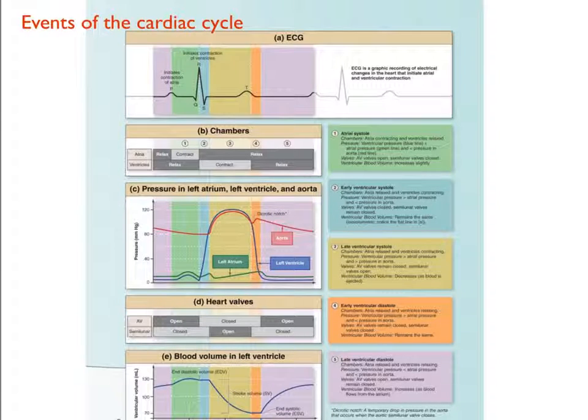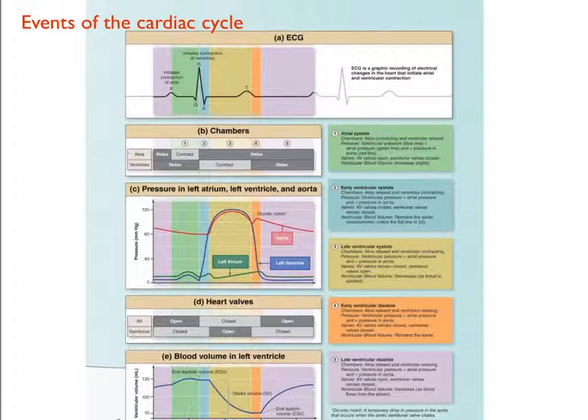Semilunar valves at this point are closed. If you remember, semilunar valves are the valves that are at the entrance of the pulmonary trunk and the aorta. So we have a pulmonary semilunar valve at the beginning of the pulmonary trunk as that is coming out of the right ventricle. And then we have the aortic semilunar valve when the blood is going to be entering the aorta from the left ventricle.